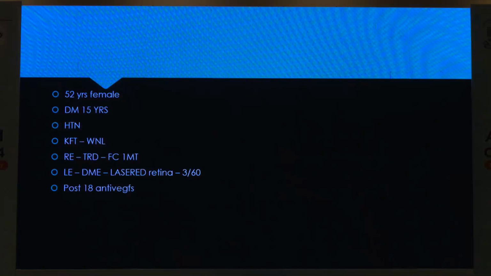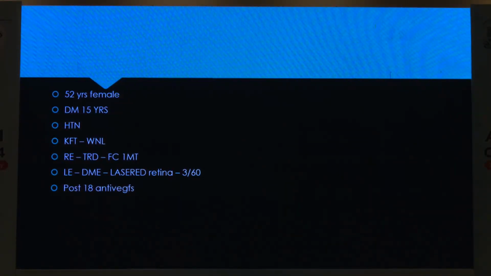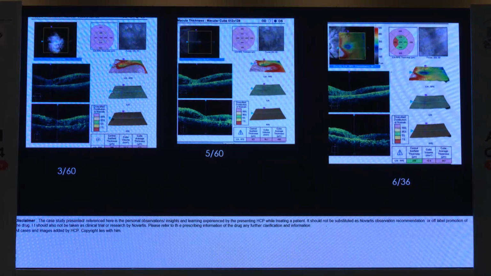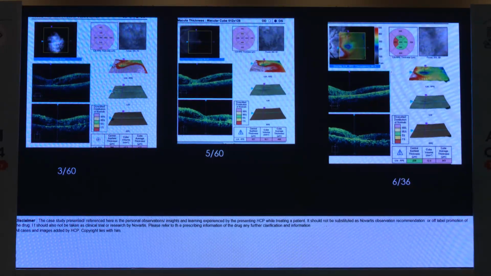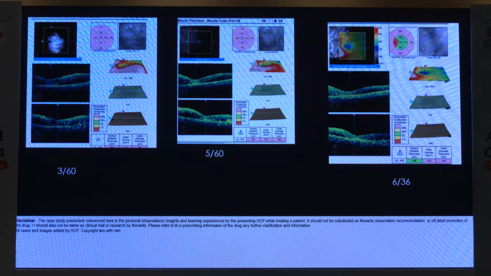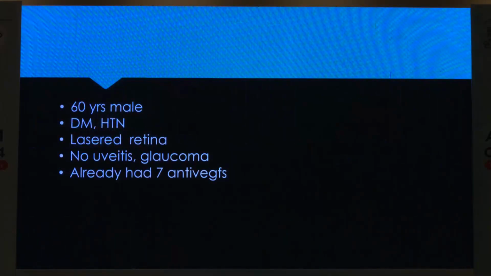So this was a 52-year female, diabetic 15 years, TRD in one eye where we haven't treated, left eye DME, already lasered, retina 3/60, post 18 anti-VEGFs. If you look at this series of OCTs, 3/60, 5/60 and only 6/36, this is a 6 months follow-up, but we required only 2 injections, though the fluid is still there. We are still waiting, we haven't injected the 3rd injection because at times there is a study which says fluid at times works for better vision in few of the patients, so we need to calibrate as per the patient needs.